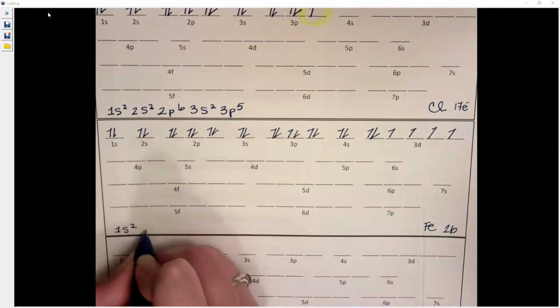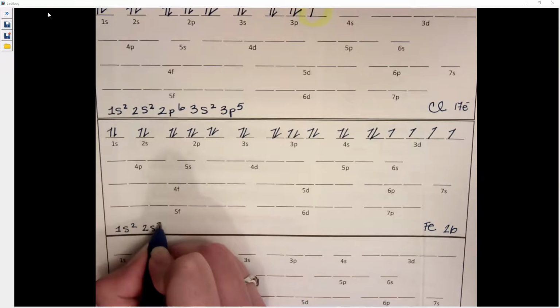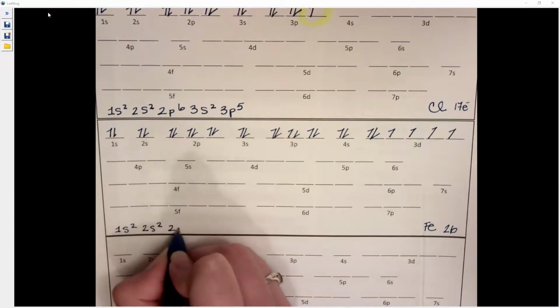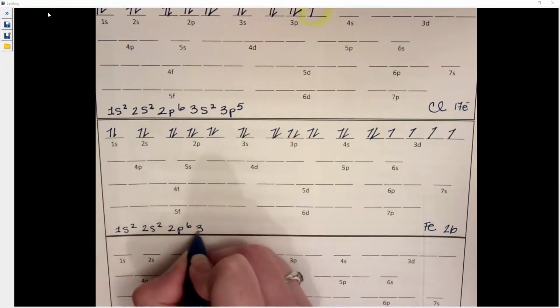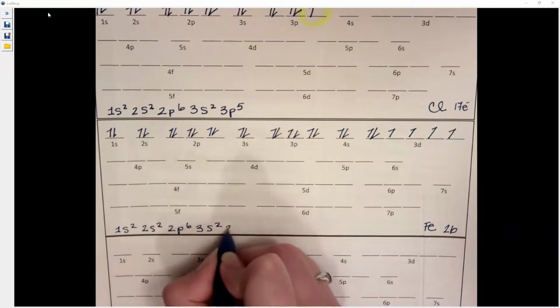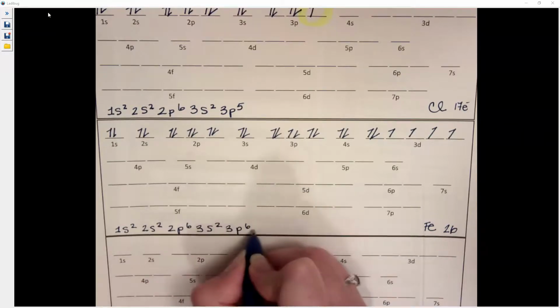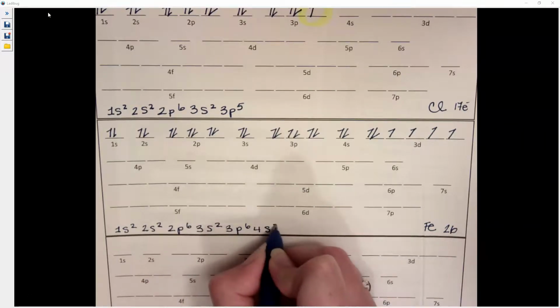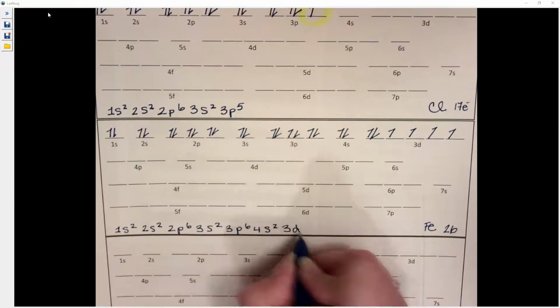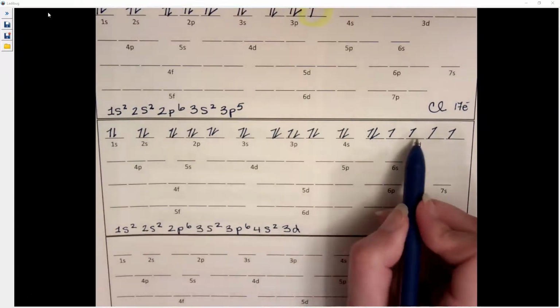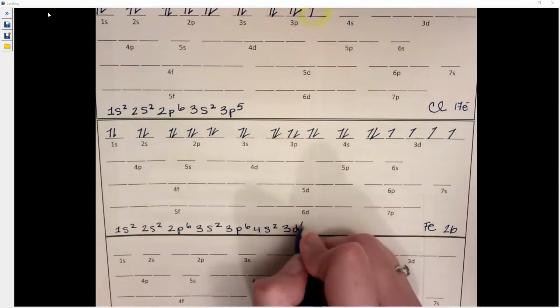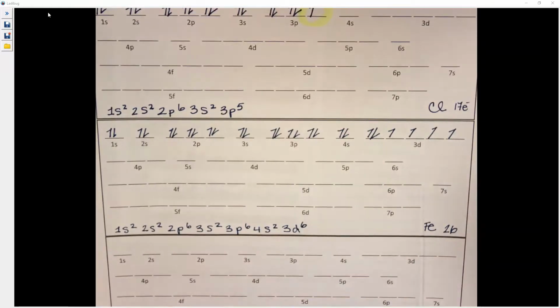So this is 1s2, 2s2, 2p6, 3s2, 3p6, 4s2, 3d, 1, 2, 3, 4, 5, 6, 3d6.